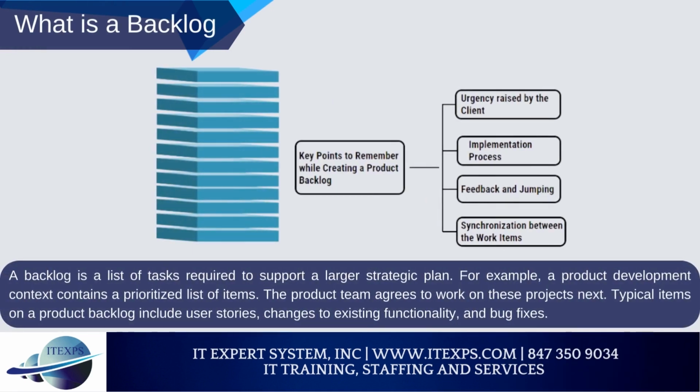What is a backlog? A backlog is a list of tasks required to support a larger strategic plan. For example, a product development context contains a prioritized list of items. The product team agrees to work on these projects next. Typical items on a product backlog include user stories, changes to existing functionality, and bug fixes. One key component that gives a backlog meaning is the prioritized items. Therefore, the items ranked highest on the list represent the team's most important or urgent items to complete.